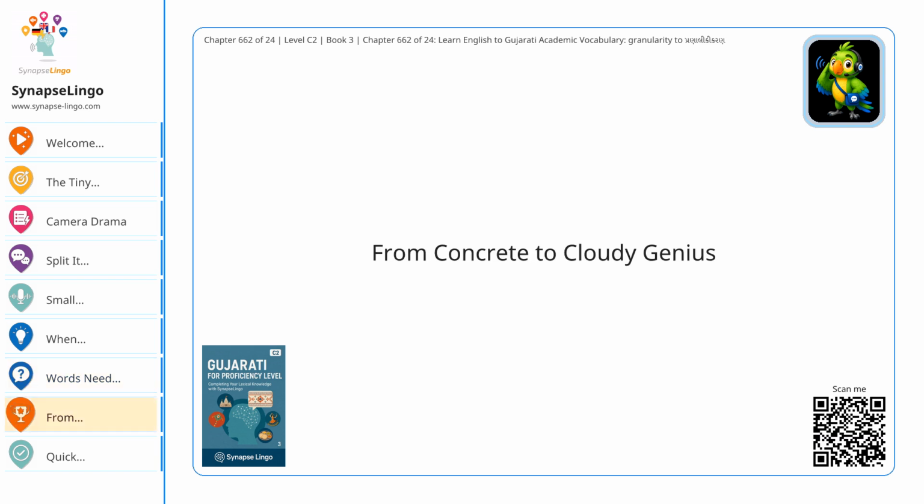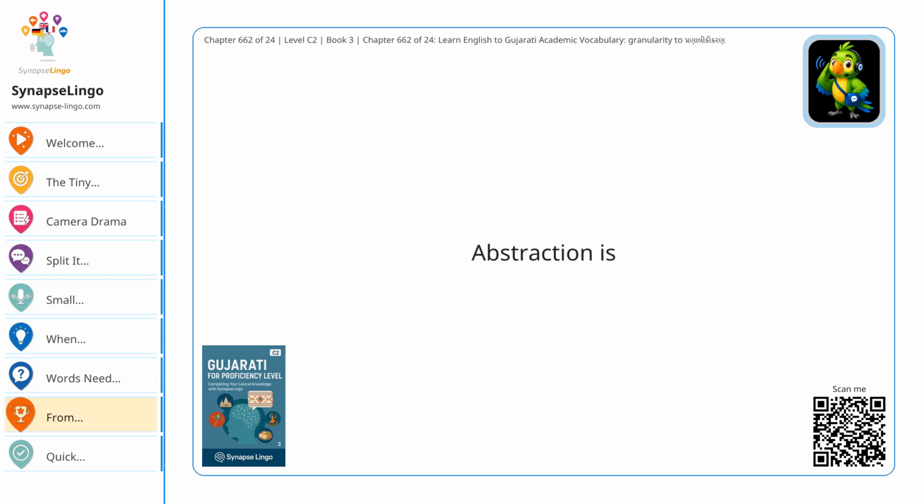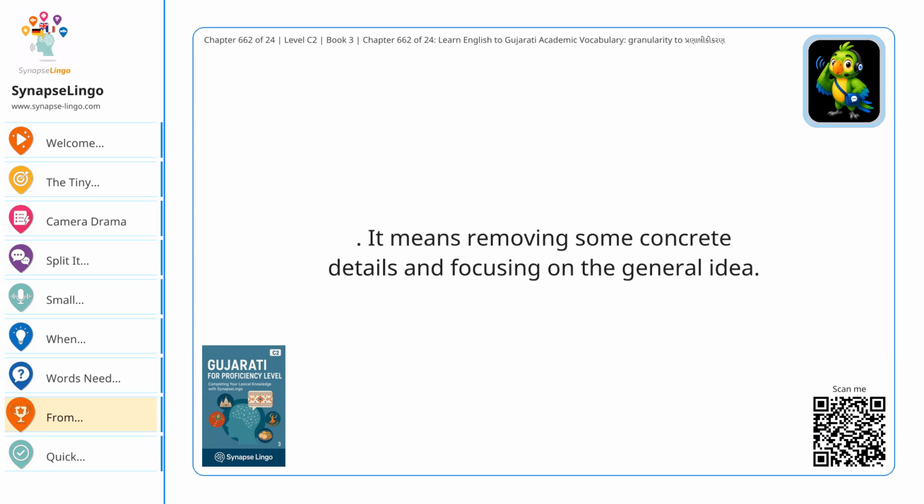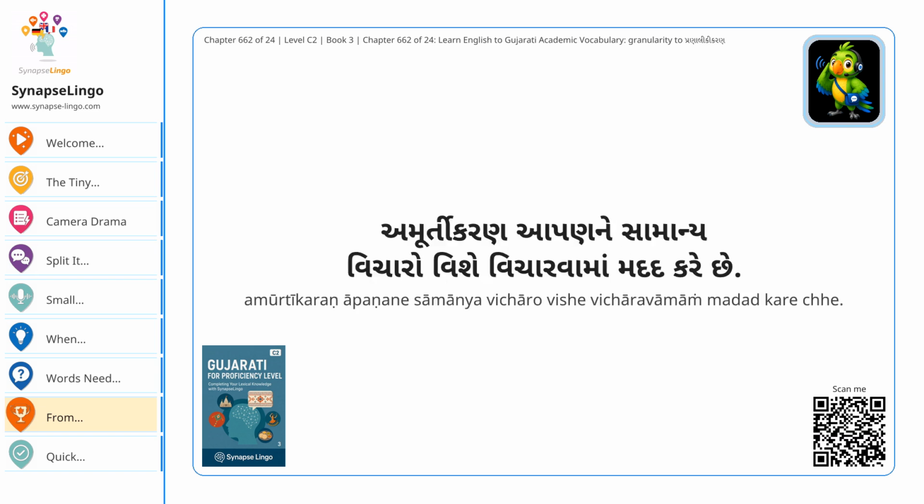From concrete to cloudy genius. Now let us go from details to big ideas. This is the part where philosophers nod slowly and artists look mysterious on purpose. Abstraction is અમૂર્તીકરણ. It means removing some concrete details and focusing on the general idea. Example: abstraction helps us think about general ideas. In Gujarati, અમૂર્તીકરણ આપણને સામાન્ય વિચારો વિશે વિચારવામાં મદદ કરે છે.